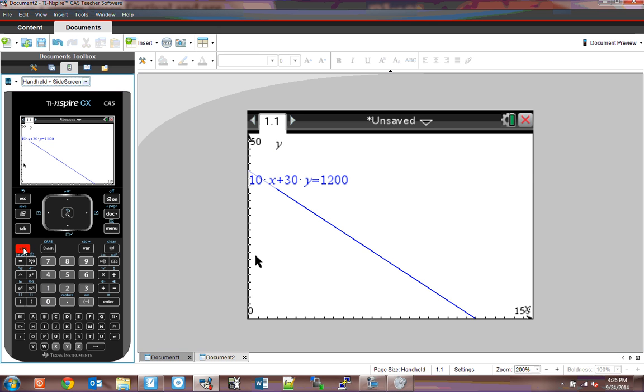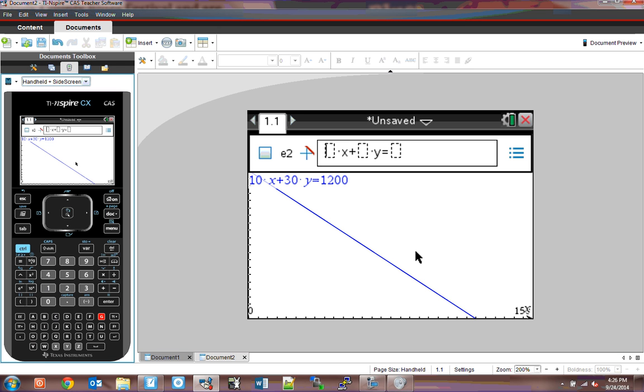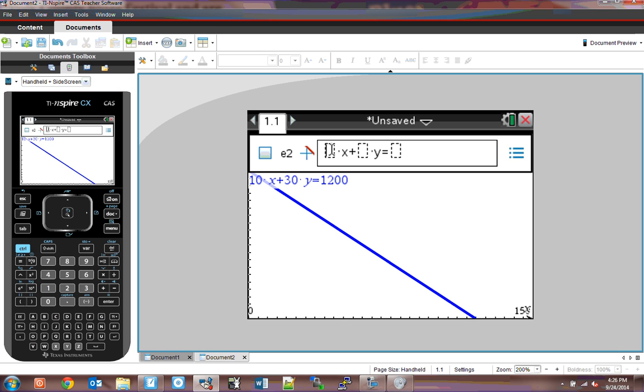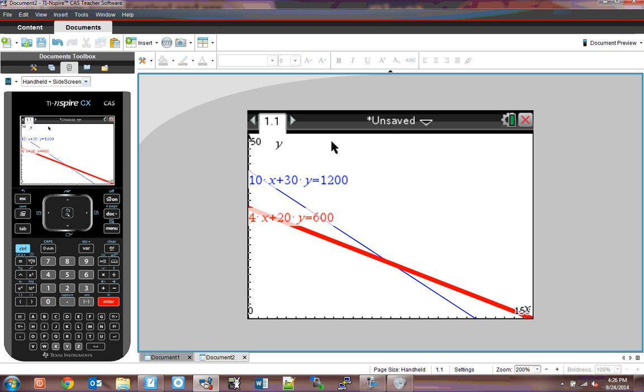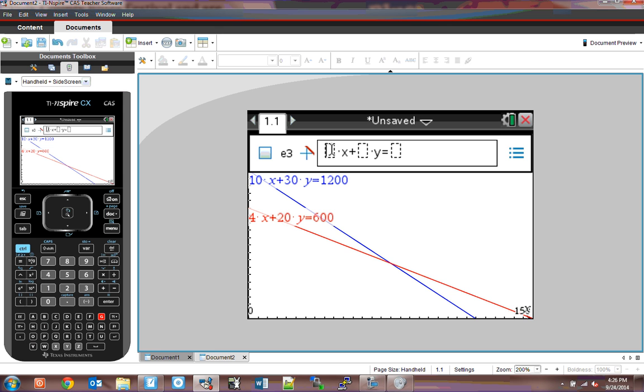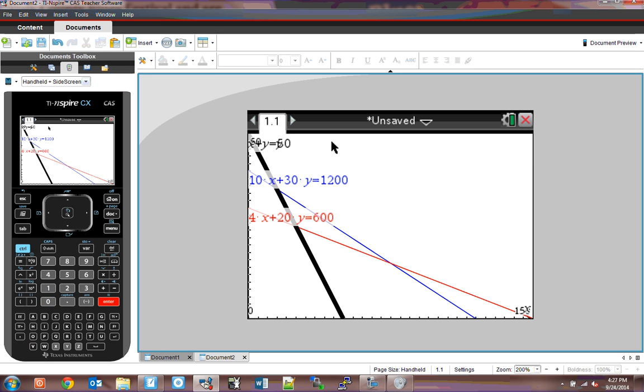So now we go back to Control G. Let's type in our second one. It was 4x plus 20y equals 600. All right, so there's our second one. Control G. Let's type in our third one, which is 1x plus 1y, yes, you need to put the ones, equals 50, because we want at least 50 things to sell.